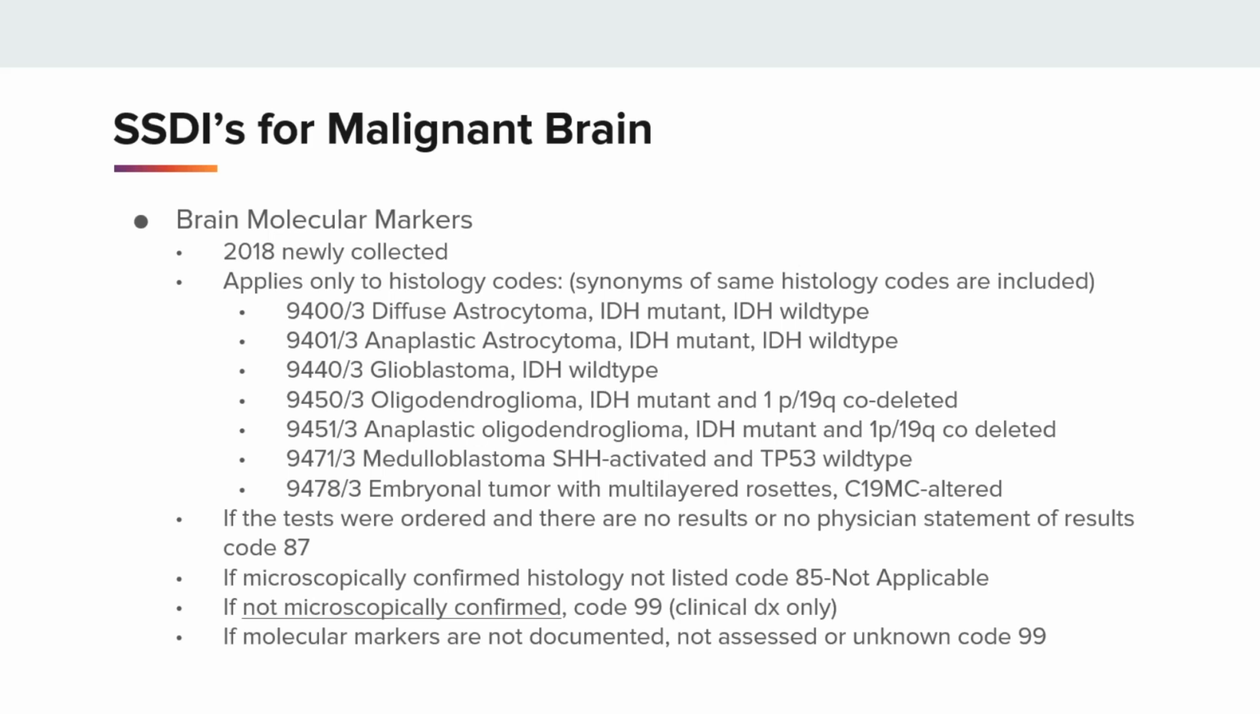This SSDI only applies to the histology codes listed. Remember, the histology codes also include NOS codes. Glioblastoma NOS 9440/3 is the same code as glioblastoma IDH wild type. This SSDI requires a specification of the type of histology based on the molecular markers performed.